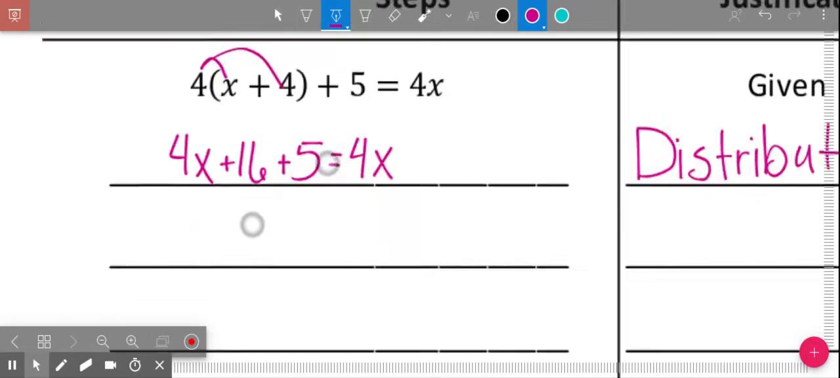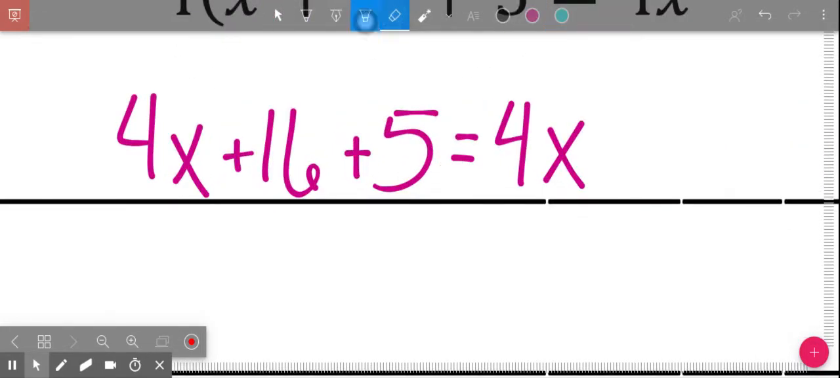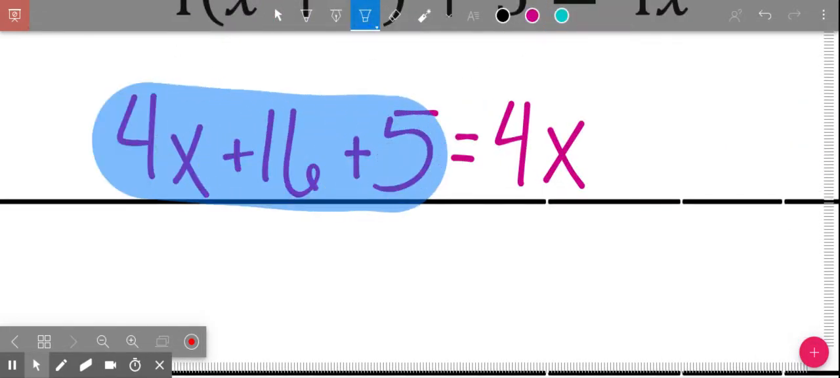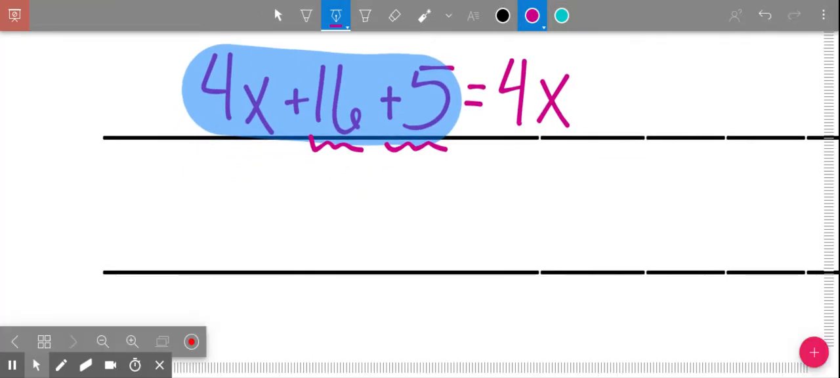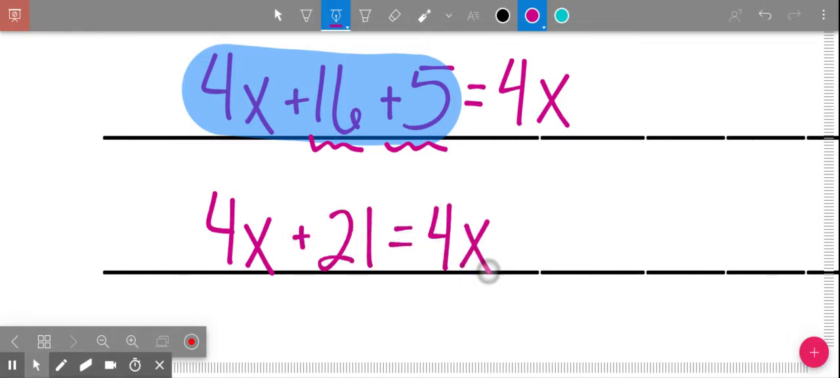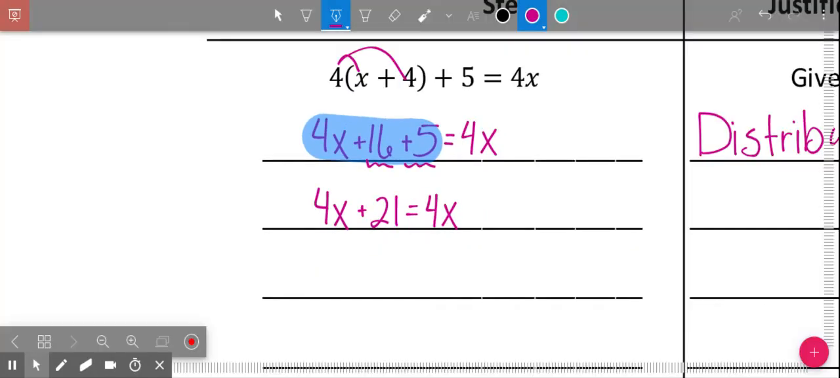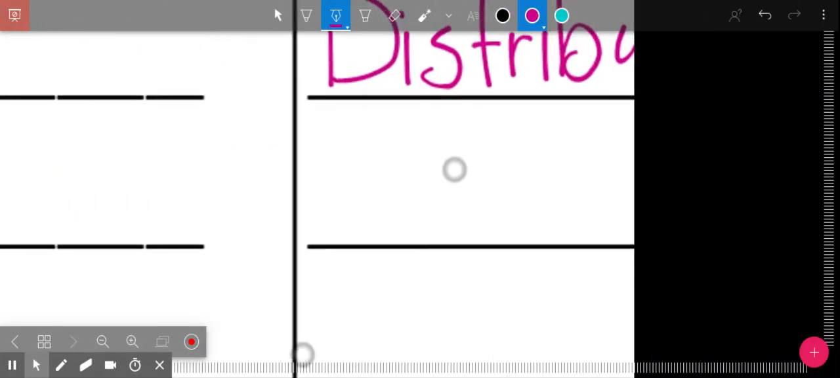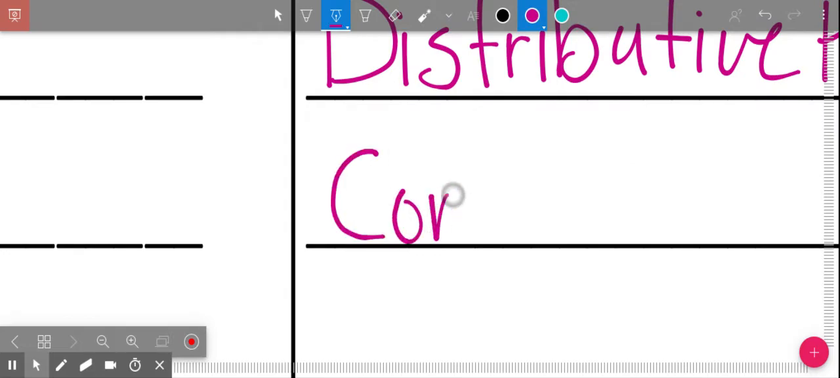Now we need to look to see if we can simplify anything. And if I look on the left side, I have a 16 and a 5. So I need to combine some like terms. So I still have that 4x. 16 plus 5 gives me plus 21 is equal to 4x. Okay, so on that one, I added those together, so that's combining like terms.